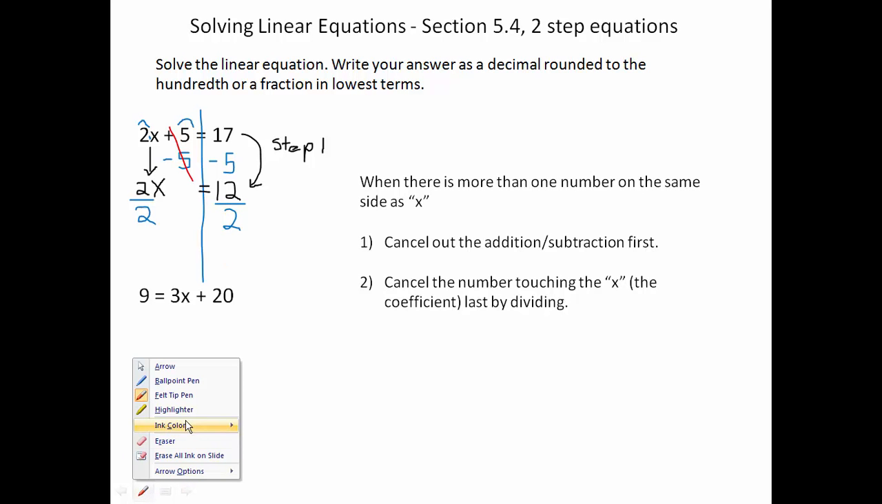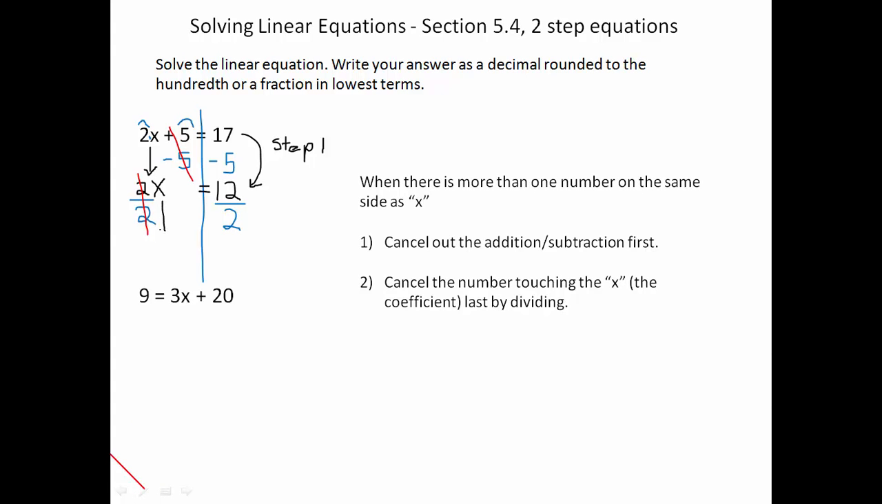Well, just as before, when you cancel out the number with x, you're going to cancel here. So 2 divided by 2 will cancel. Technically, 2 divided by 2 is equal to 1, but you don't have to write the 1 if it's in front of an x. And the x is just going to come straight down to the next line. So I have x, and then 12 divided by 2 is going to give me 6. So I have x equals 6, and that's my final answer here.